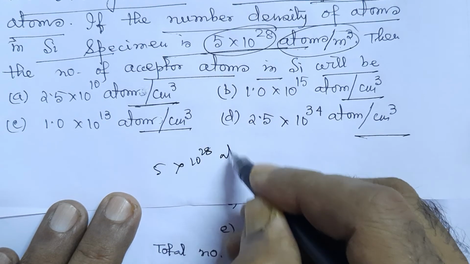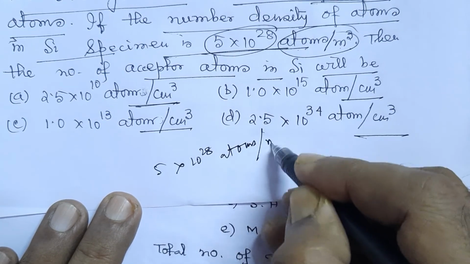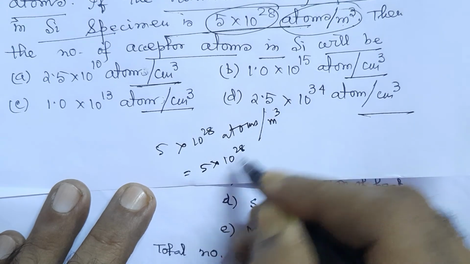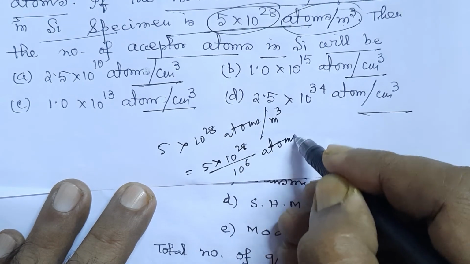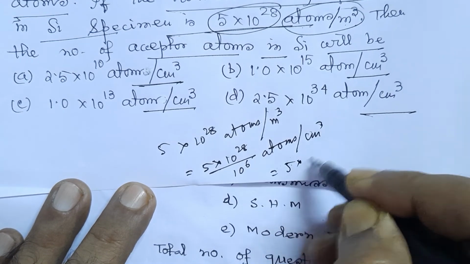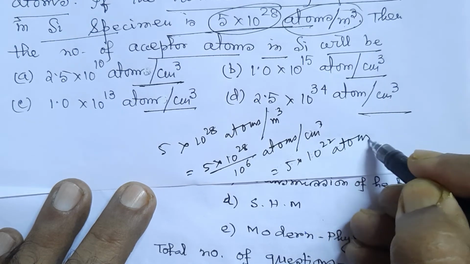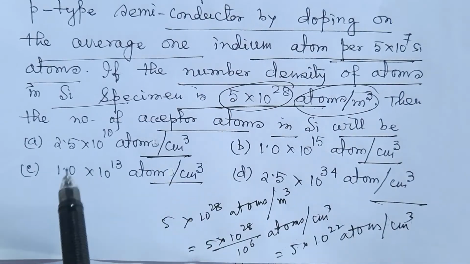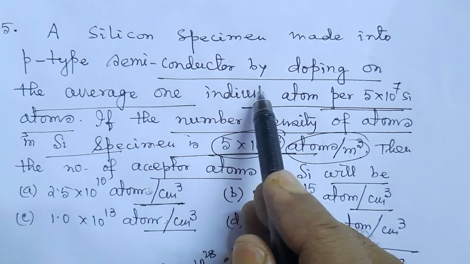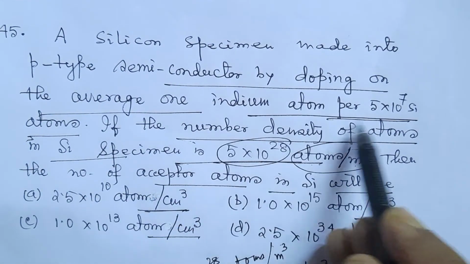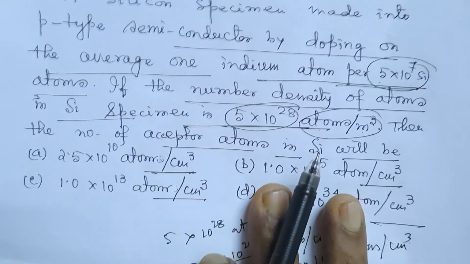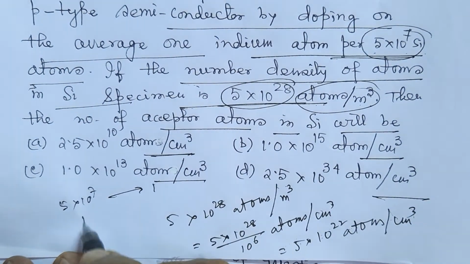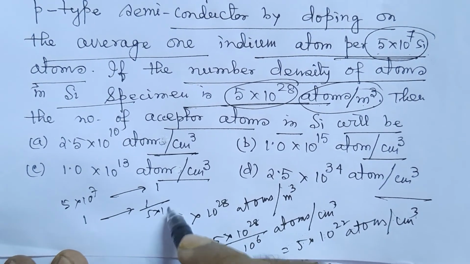1 meter cube equals 10 to the power 6 centimeter cube. So it is equal to 5 into 10 to the power 28 by 10 to the power 6 atoms per centimeter cube. That is 5 into 10 to the power 22 atoms per centimeter cube. Now, how is it doped? A silicon specimen is made into a p-type semiconductor by doping, on an average, 1 indium atom per 5 into 10 to the power 7 silicon atoms. When for 5 into 10 to the power 7 silicon atoms we have doped 1 indium atom, for 1 silicon atom it is doped with 1 by 5 into 10 to the power 7 atoms.